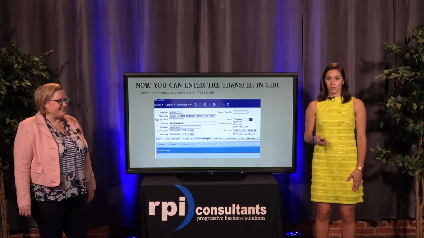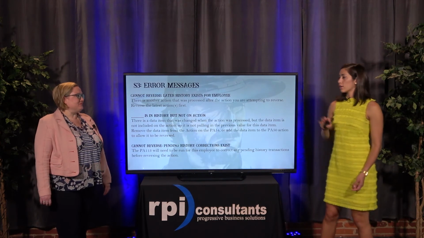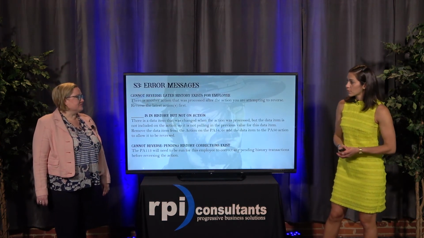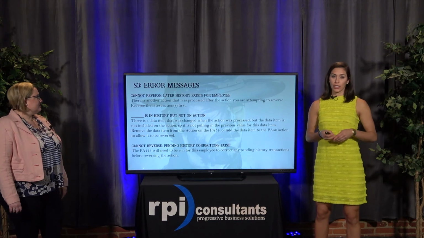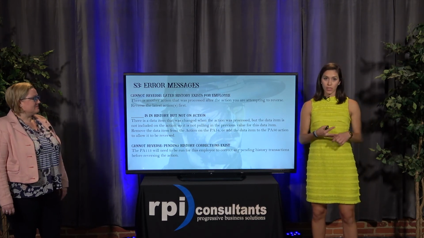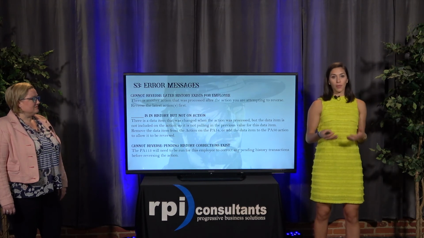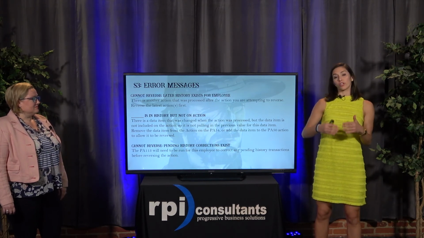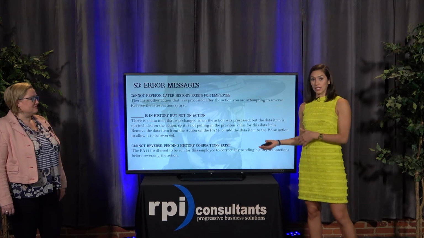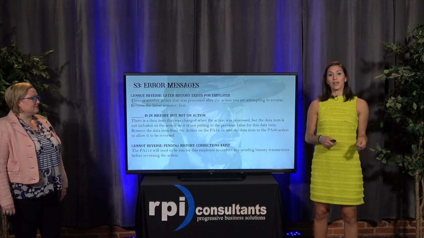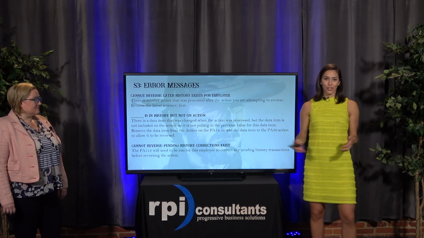Nope. All right. So just a few more slides here. Here are my S3 error messages. The first one is "cannot reverse, later history exists for employee." So what this means is that you're attempting to reverse an action that has come in where there are actions after it. So you would need to, again, do that last in, first out. So you go and get the latest action, even if it has nothing to do with the process that you're trying to fix.